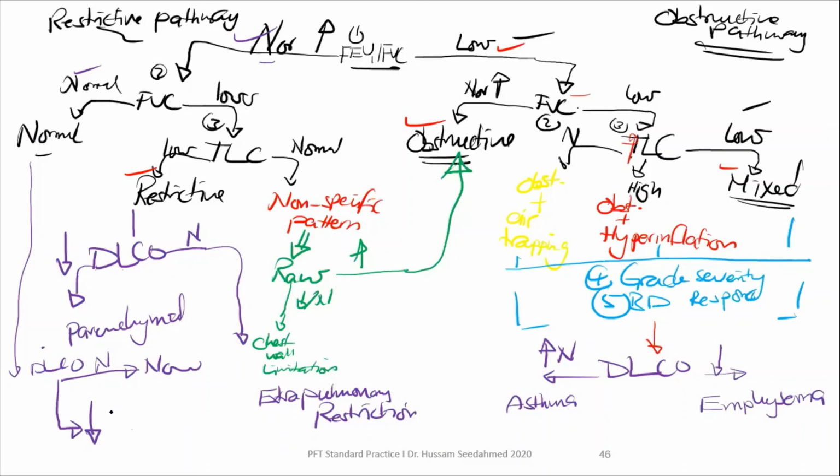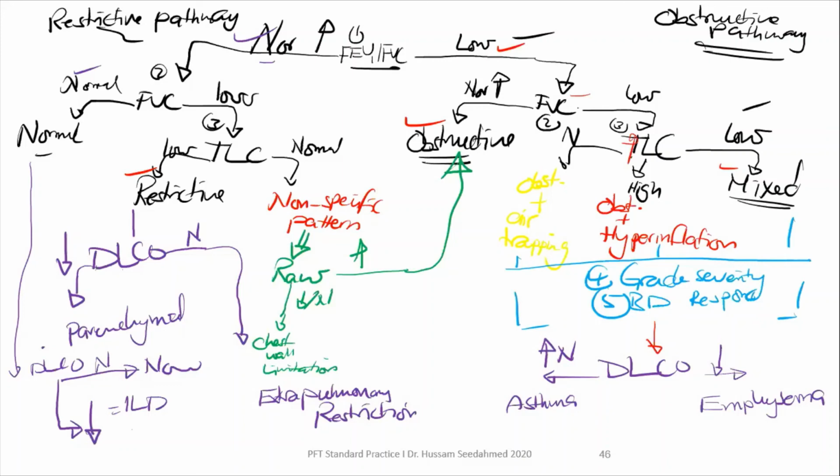Usually the cause can be parenchymal or vascular. For example, parenchymal, like early stages of interstitial lung disease. The DLCO is very sensitive to detect the changes in interstitial lung disease, more than spirometry. So in the early stages of interstitial lung disease, the first pulmonary function test that changes is the DLCO.